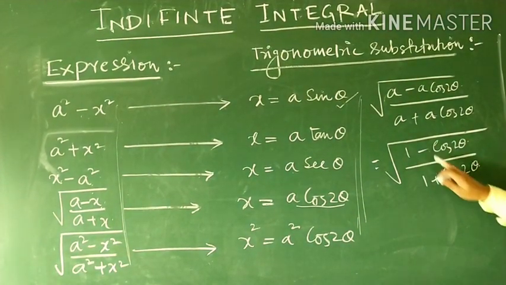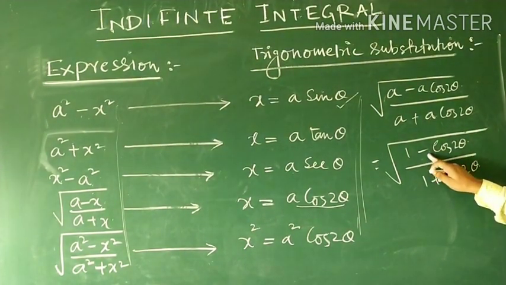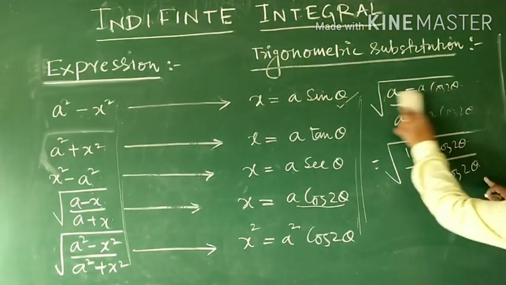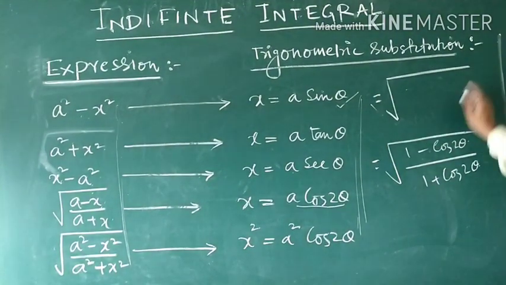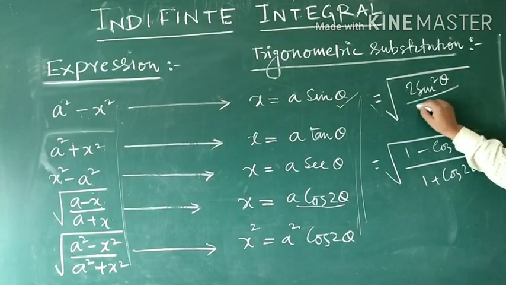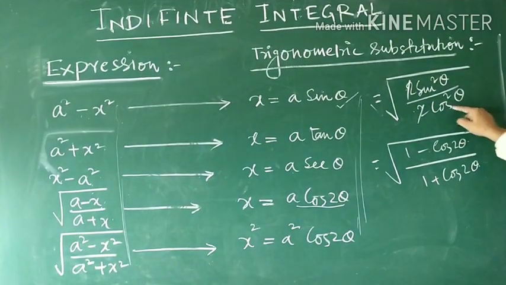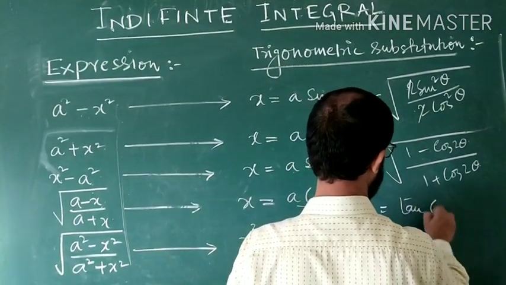Now if you expand this, you know that 1 minus cos 2 theta equals 2 sin square theta, and 1 plus cos 2 theta equals 2 cos square theta. The 2 cancels, and it becomes sin square theta by cos square theta, which is equal to root over tan square theta, and ultimately it becomes tan theta. So the initial expression is the square root, and the final expression is tan theta.